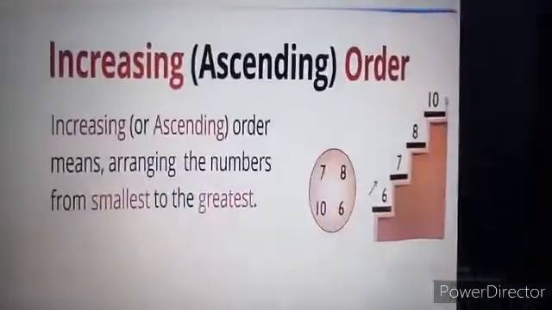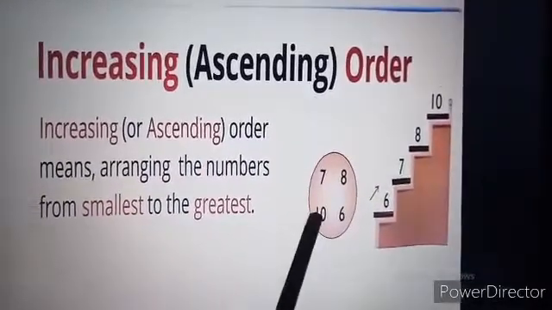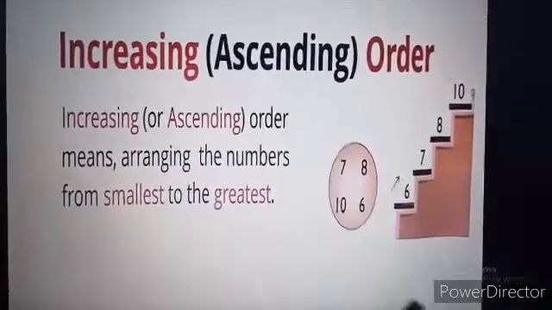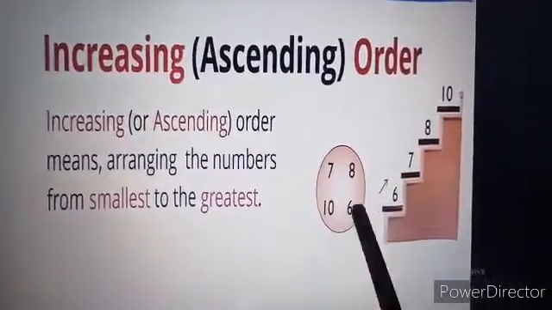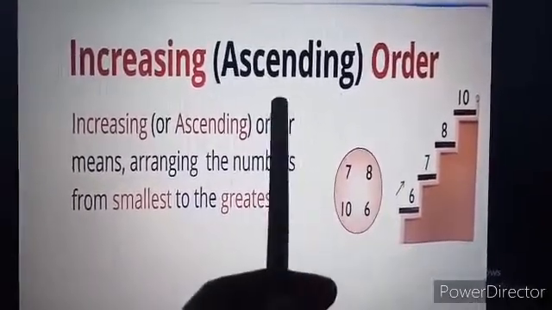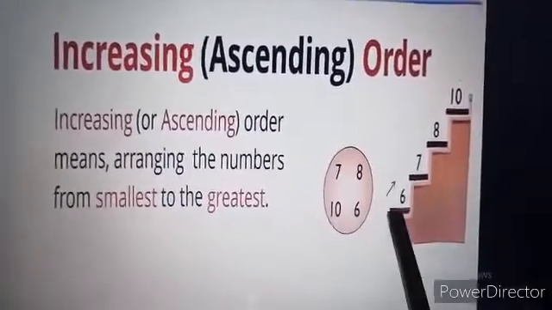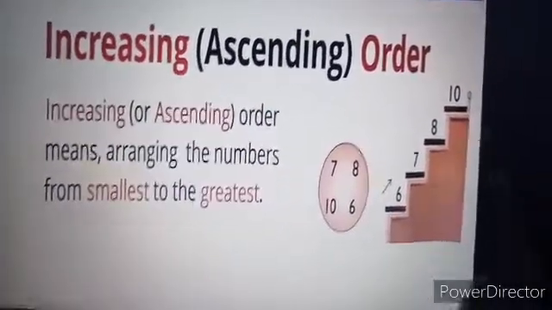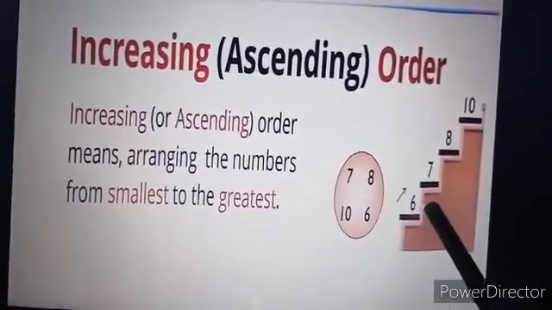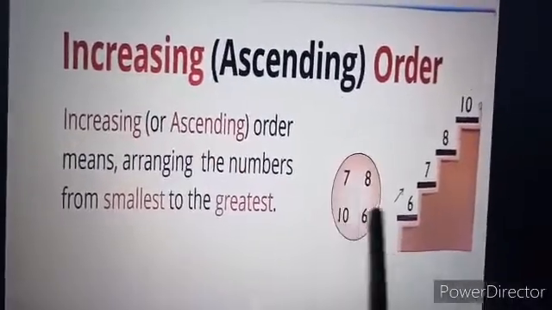See children, here I have made 4 steps and here I have written some sets of numbers in this circle. Now we have to put these numbers according to ascending order or increasing order, you can say, means from lowest number to highest number we have to set these numbers in the steps. Okay, now let's start from 7, 8, 10, 6.